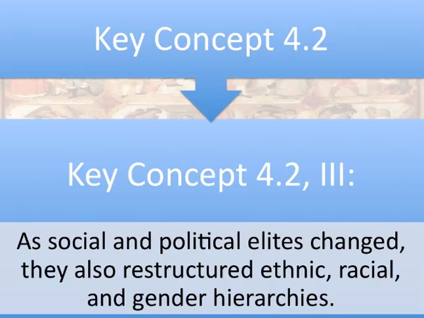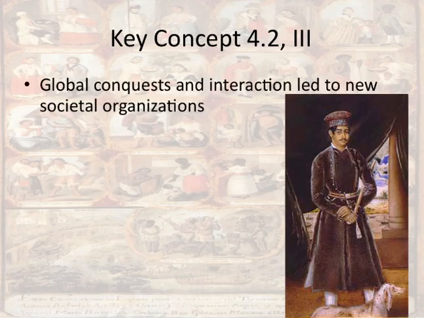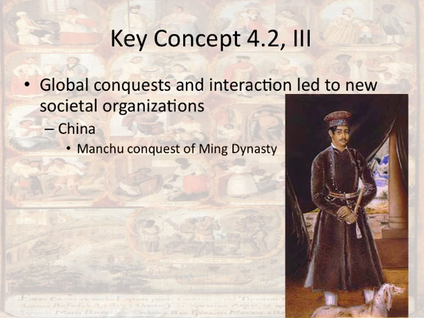Okay, moving on. Key concept 4.2, Roman numeral 3. As social and political elites changed, they also restructured ethnic, racial, and gender hierarchies. So we start to see that these global conquests and interaction are going to lead to new societal organizations. So we're talking about them in different places. In China, we see the Manchu conquest of the Ming. The Manchu are foreigners. They're people who the Ming saw as barbarians, and yet they're able to successfully conquer China, a lesson that I want all people who think that America is invincible to remember.